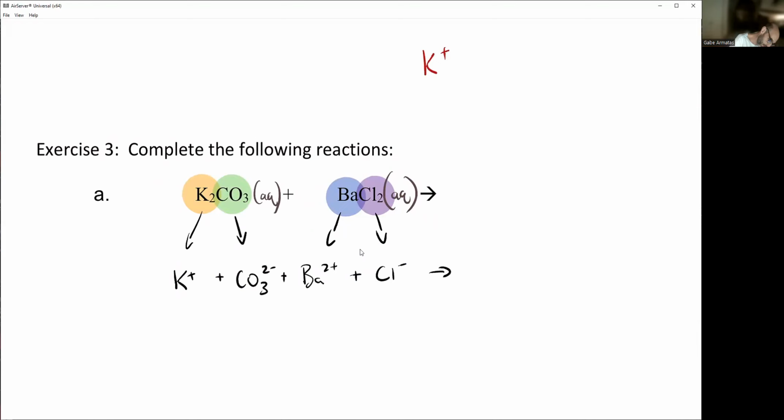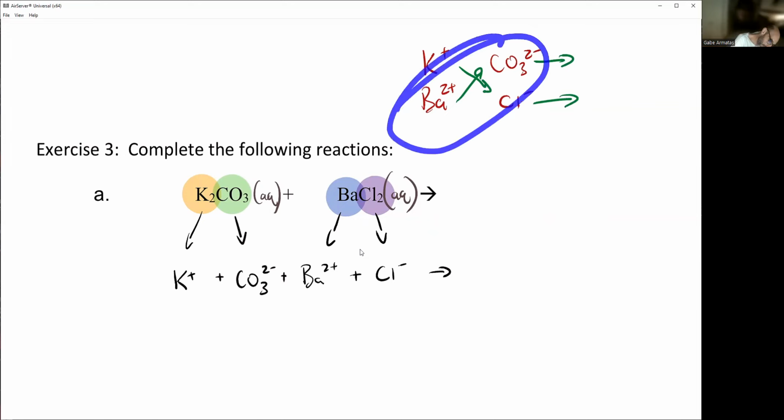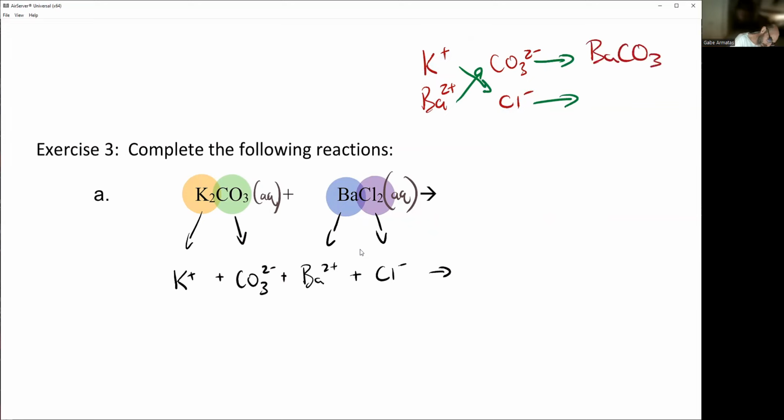Potassium and carbonate were together. Barium and chloride were together. And now they're going to switch partners. What compound do I make out of those? Barium and carbonate is a 1-to-1, so I need one of each. You should end up with BaCO3. Potassium and chloride should combine together to give me KCl.